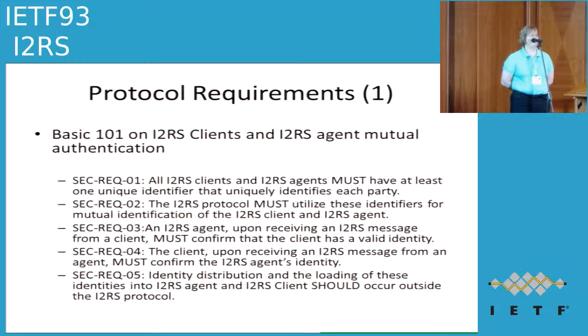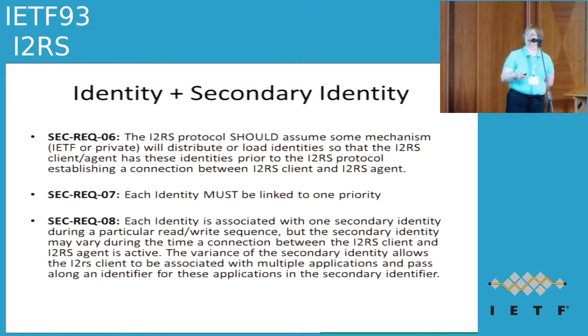So, you must have at least one unique identifier. You must use these identifiers to do mutual authentication. The client must confirm the agent, the agent must confirm the client, and we agreed that we should load this on a protocol outside of IR2S. AAA and Diameter or RADIUS is a perfectly good way to transmit stuff. That may not be the way you send out your identities. You may do something perfectly valid outside of that, as long as it's secure. That's your thing. That's not what IR2S is about.